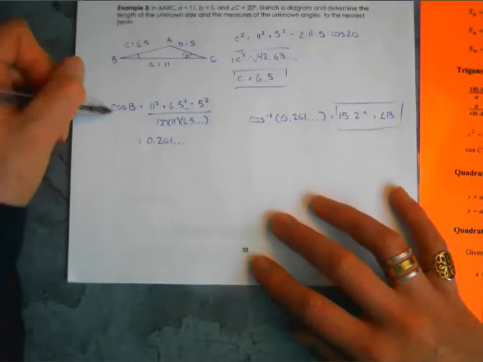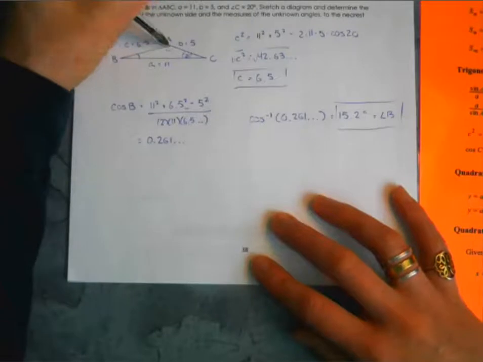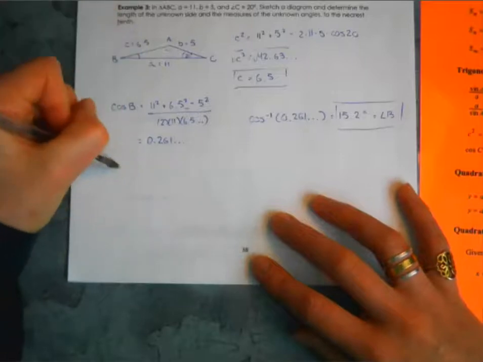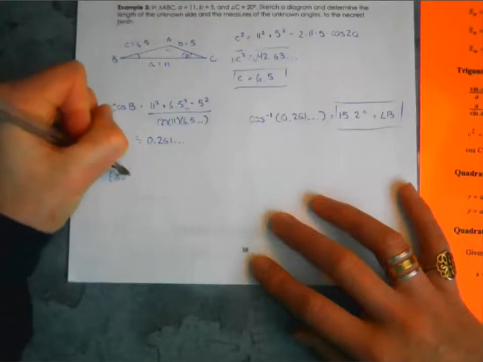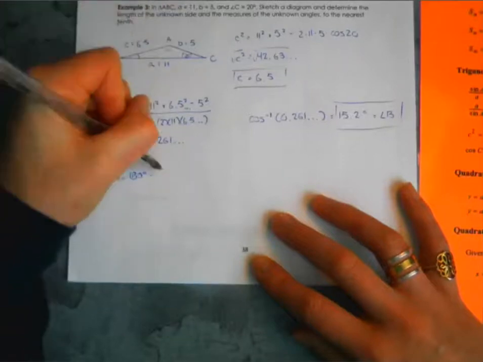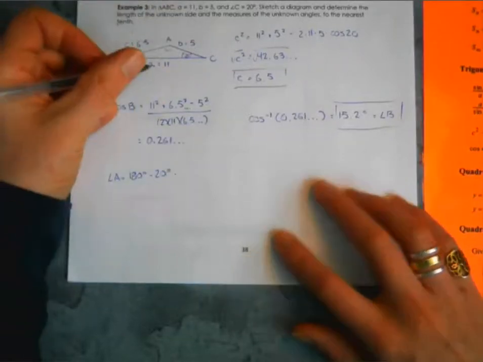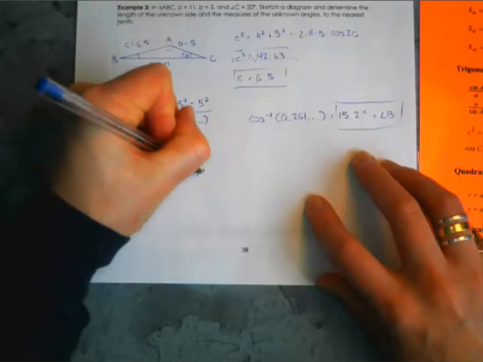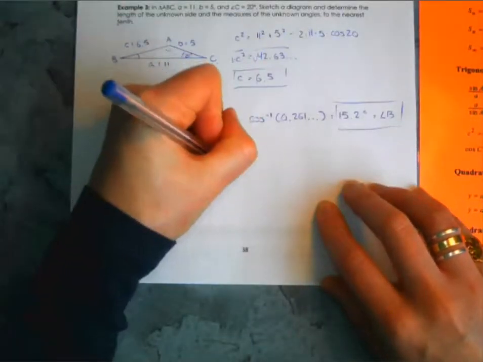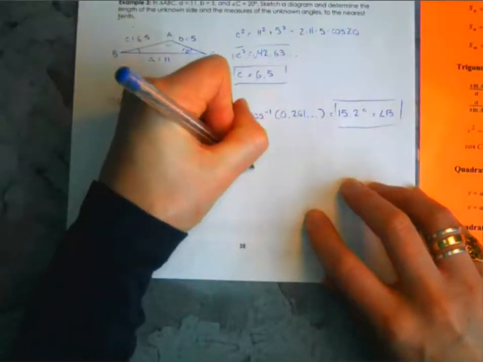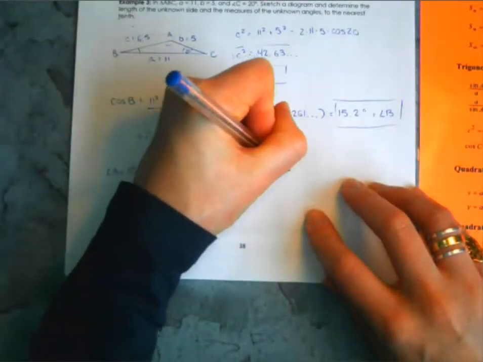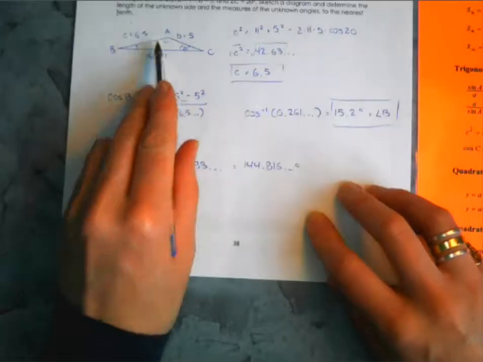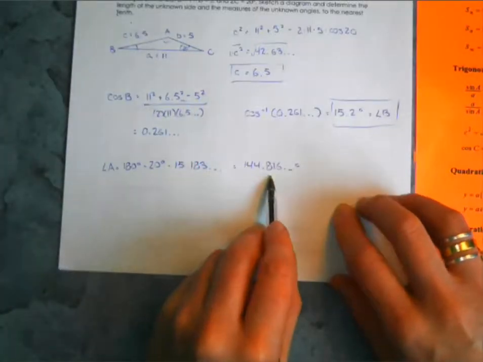So now our last one, thinking of other alternative methods, would be that we know that all the angles in a triangle sum to 180, right? So for angle A, I'm going to say 180 minus 20 minus, and again I'm going to use my extended decimal here, 15.183 was actually my extended decimal there. And that's going to give me 144.816, something like that. And looking at this, it makes sense, right? We know that that's an obtuse angle, so it makes sense that that's the number we get.